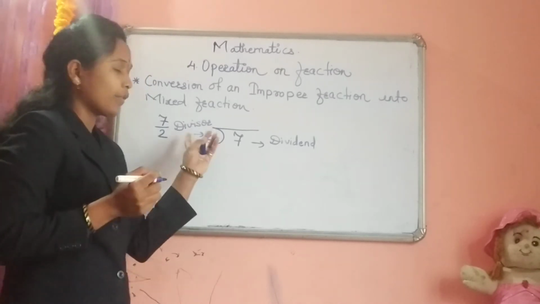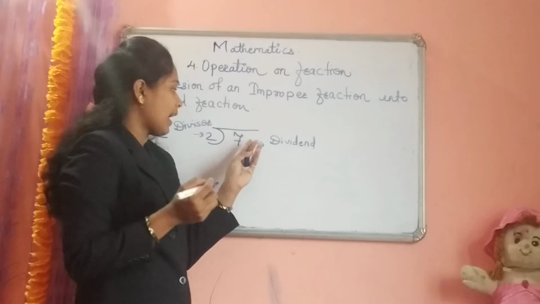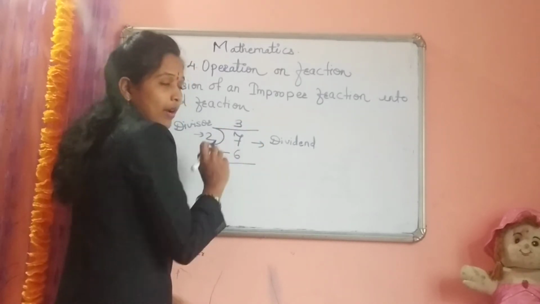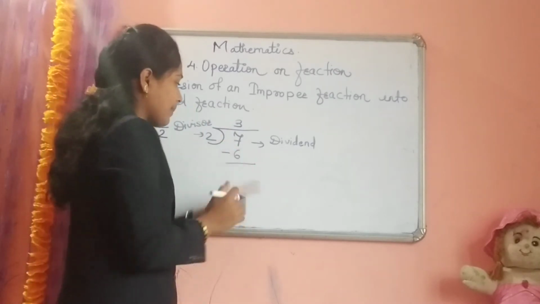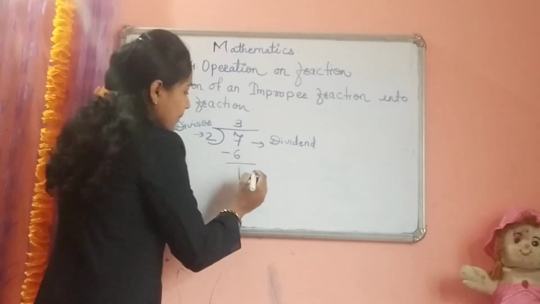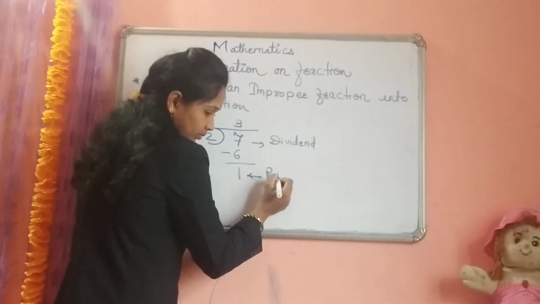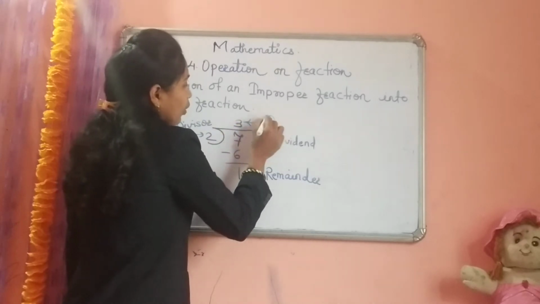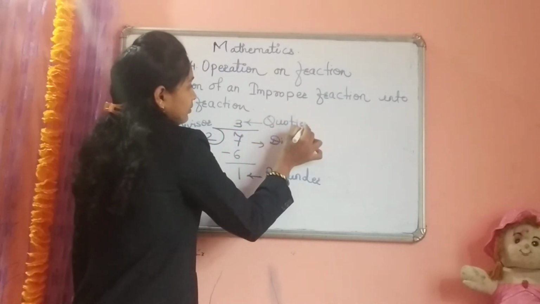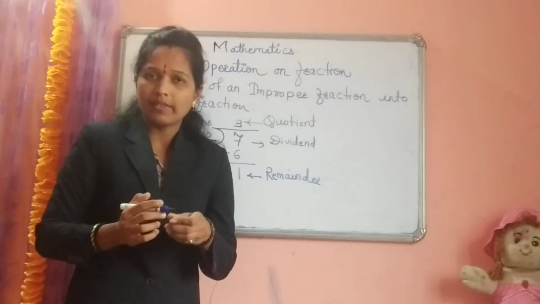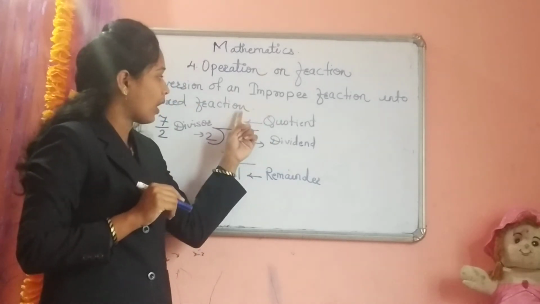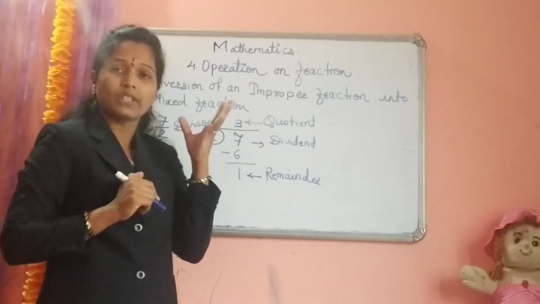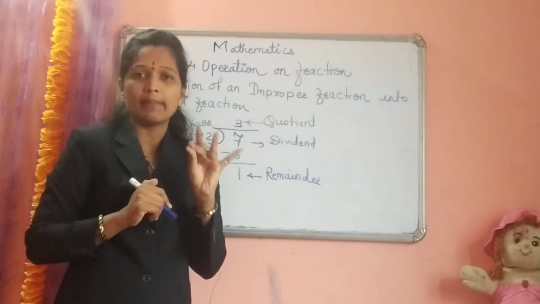We know that in the table of 2, 7 is not there. So we have to take the table of 2, 3 twos are 6. We have to take a number smaller than 7. 7 minus 6, the answer comes 1. It means 1 is your remainder and 3 is your quotient. Okay, we learned these things in 4th standard. So we get four things: quotient, dividend, remainder and divisor.